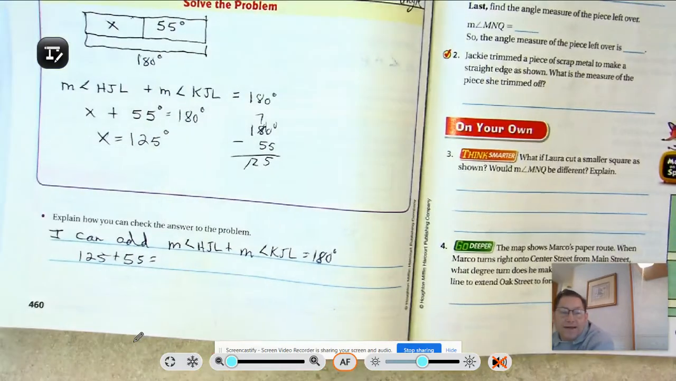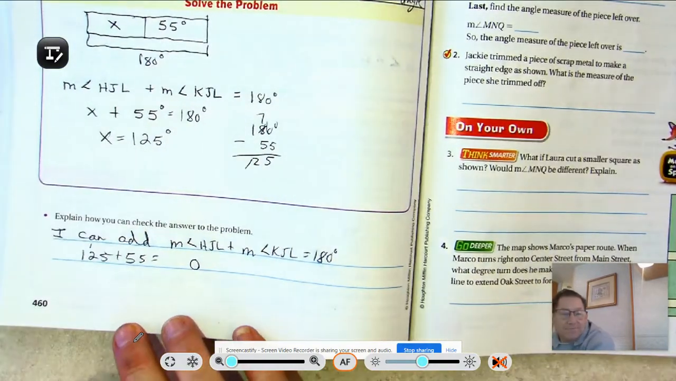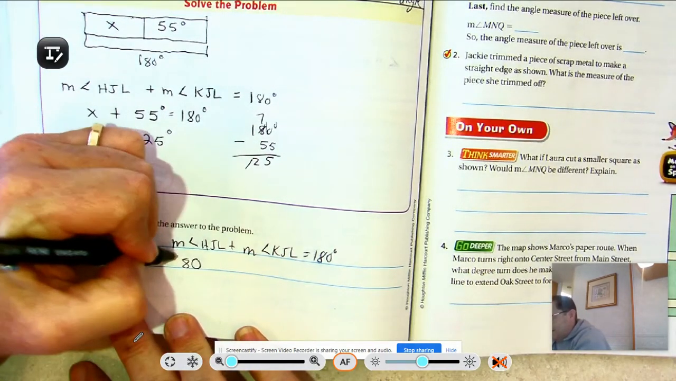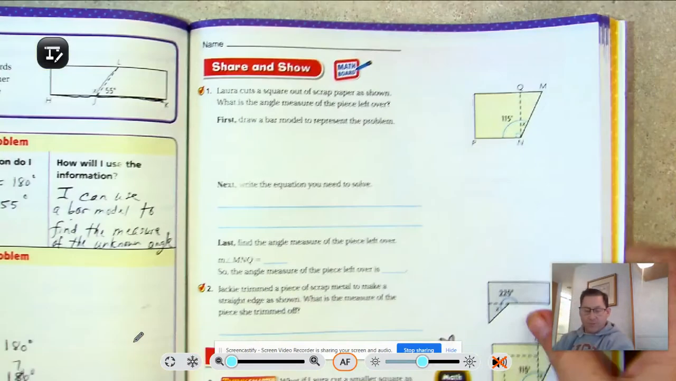Does that equal 180? 5 and 5 is 10. Regroup the 10. 5 tens plus 2 tens plus the regrouped 1 ten is 8. So yes. Okay. All right, let's go to 461.